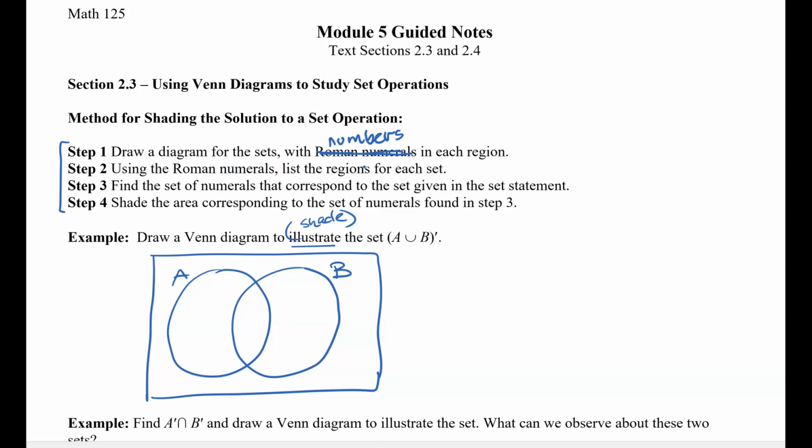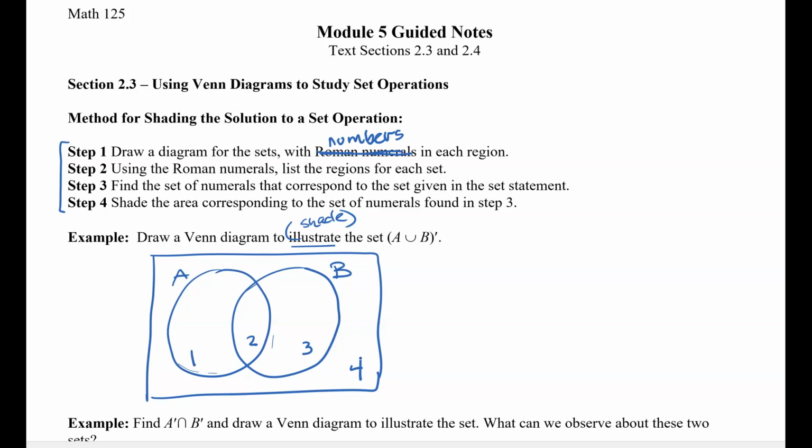Okay, so the next thing we're going to do, so I've drawn the diagram for the sets. Now I'm going to label each region with a number. So I'm going to put a 1 here, 2 here, 3 here, and a 4 on the outside. So there's 4 regions in this diagram. So 1 is the region of A that's not touching B. 2 is what they have in common. 3 is just B, the part that does not touch A, and 4 is on the outside.